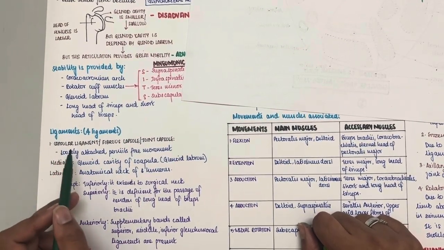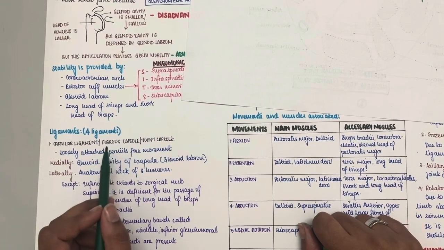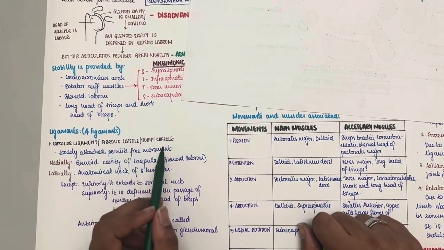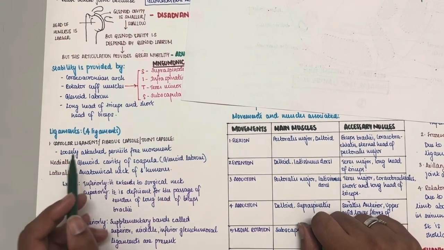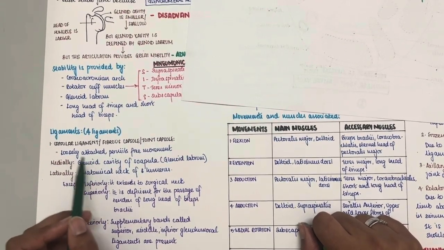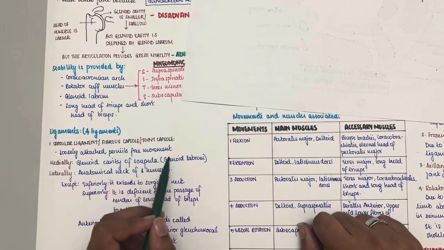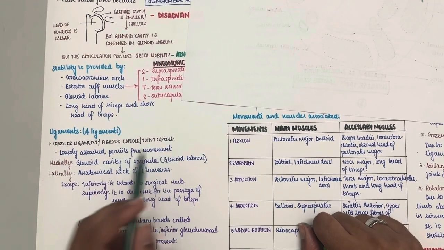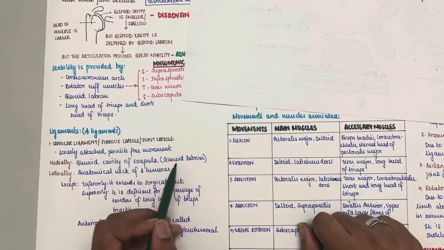That is, the first one is capsular ligament or fibrous capsule or joint capsule. So the capsular ligament is loosely attached to permit free movement of the shoulder joint. It is loosely attached so that the shoulder joint could move freely.